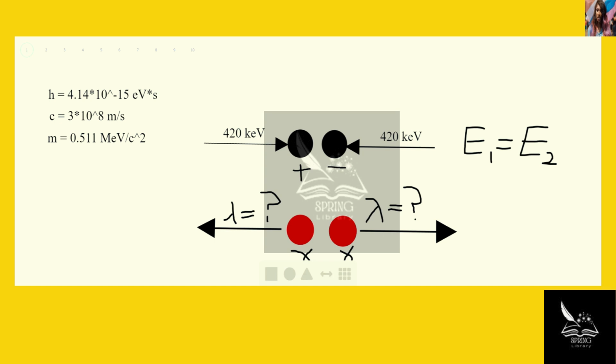How we're going to solve this problem is to use energy conservation. Energy of the first stage is equal to energy of the second stage. We're going to have a couple of formulas to solve the first stage and the second stage. Some useful constants are over here: Planck's constant, the speed of light, and the rest mass of the electron and the rest mass of the positron. They're going to be the same value because they have the same mass. They just have different charge.